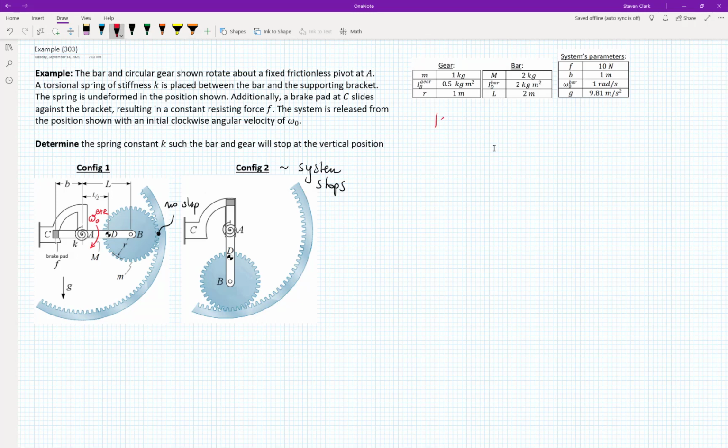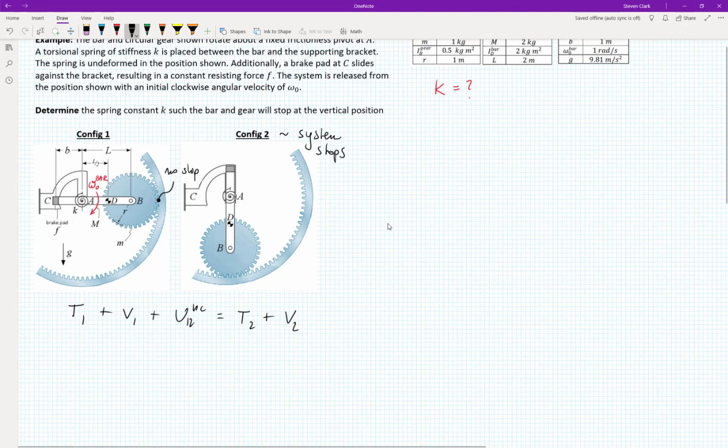Okay, and they ask us to find K. They ask us to find the stiffness of that spring. So let's do it. I'm just going to write down this equation on the board. T1 plus V1 plus U_nonconservative is equal to T2 plus V2. And our goal is to just find these five quantities: T1, V1, T2, V2, and U_nonconservative.